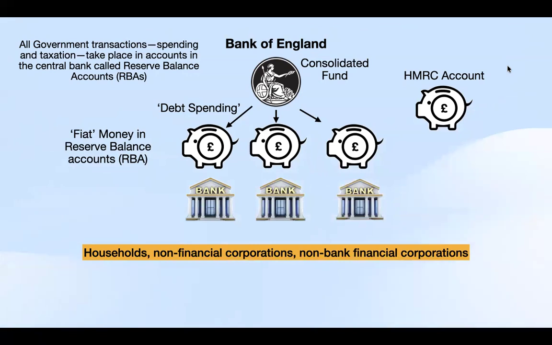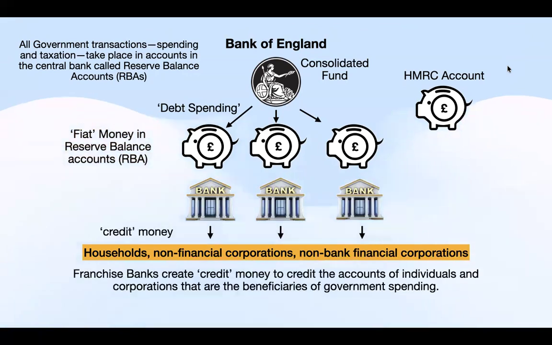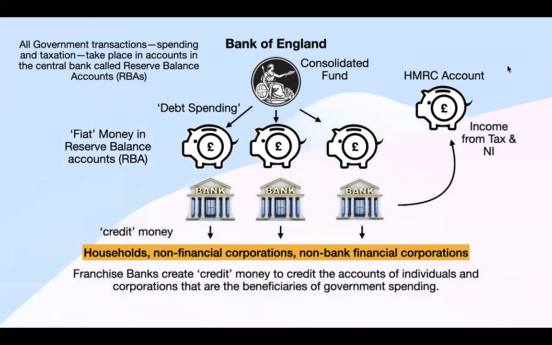The banks, on the other hand, create credit money, and they create the money which they then use to pay the accounts of individuals, corporations that are the beneficiaries of government spending. Lots and lots of different transactions, obviously. But at the same time, those individuals and corporations, businesses are paying tax, either income tax or business tax or whatever it is, and also national insurance. And that is then paid into the HMRC account, and eventually finds its way at the end of the day back into the consolidated fund. So at the end of the day, you're going to have a little bit of money in the, rather a debt, in the consolidated fund.